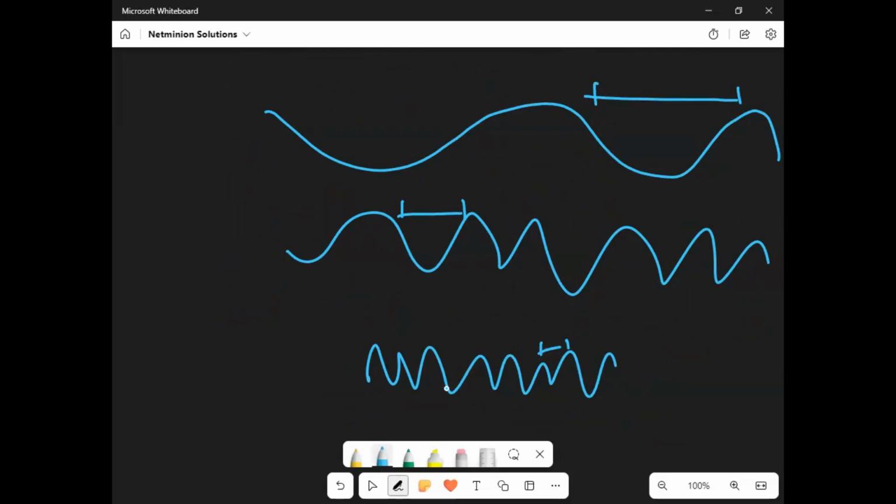So the signal generated in the transmitter is sent to the antenna, and that antenna will create a frequency, and the size of the cycle pattern is called wavelength.